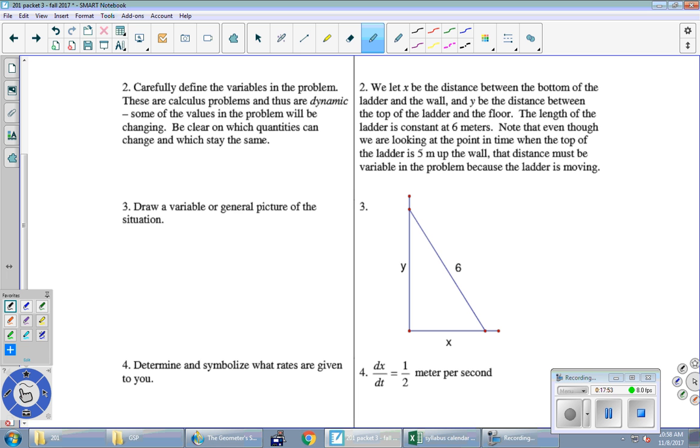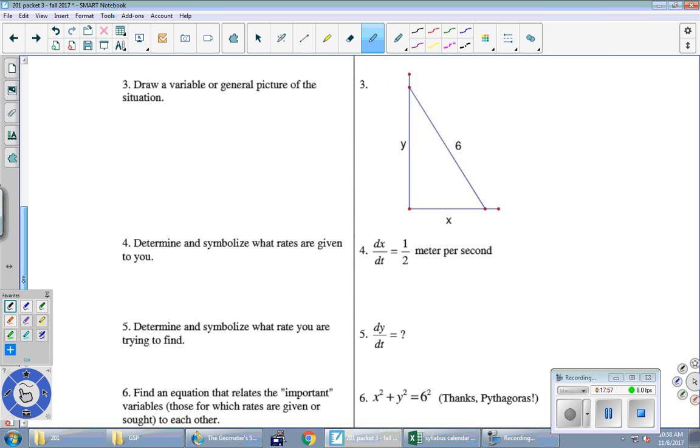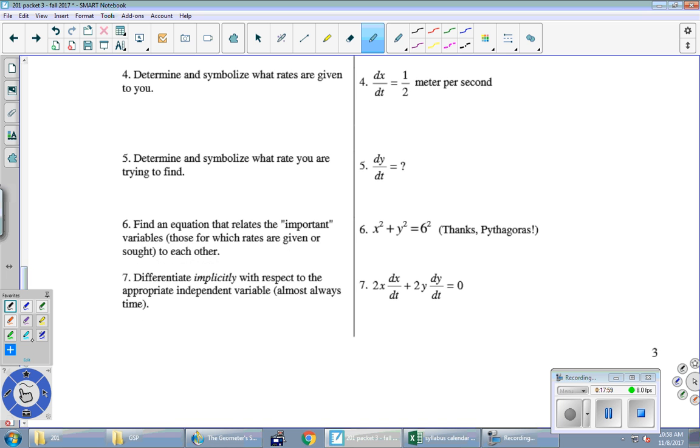Okay, so you draw your picture, keep things generic. We had h and r. We didn't put a 10 in our picture. Figure out what you are trying to find and what you are given. We were given the dV/dt. We wrote that in symbols, and we wanted to know the dH/dt, and we wrote a question mark next to those symbols. And then you got to pull an equation out of a hat that relates your variables to each other. In our case, it was the formula for the volume of a cone, but we had to pull that out of a hat. In other cases, it's a Pythagorean theorem kind of thing.